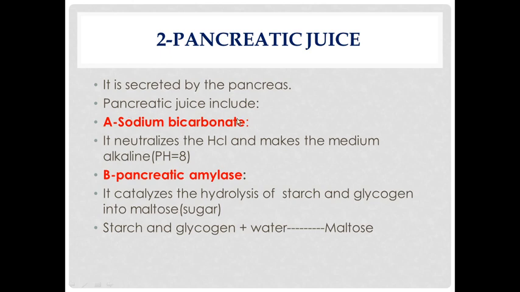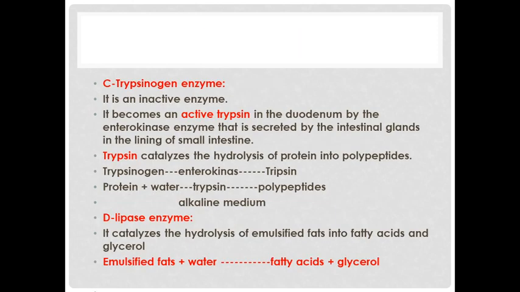The pancreatic juice contains several things. Number one, it contains sodium bicarbonate, which is alkaline, in order to neutralize the HCl from the stomach and make the medium alkaline. Number two, pancreatic amylase, which catalyzes the hydrolysis of starch and glycogen into maltose. This is the first digestion. Second thing is the trypsinogen enzyme.